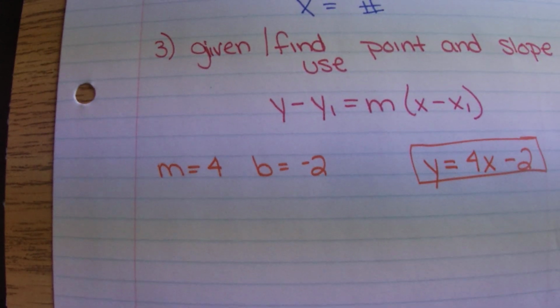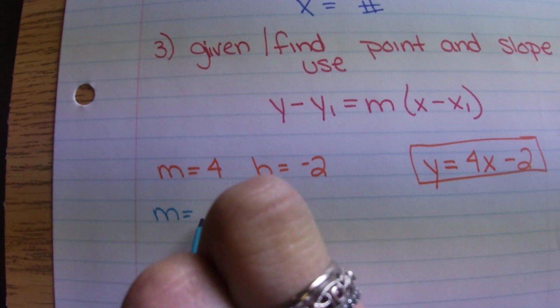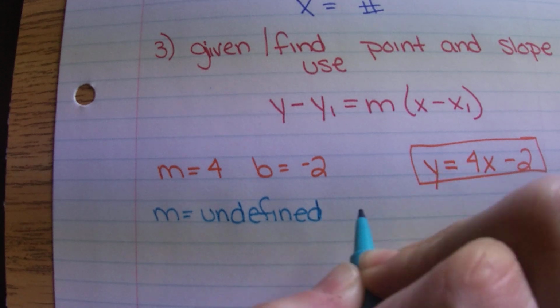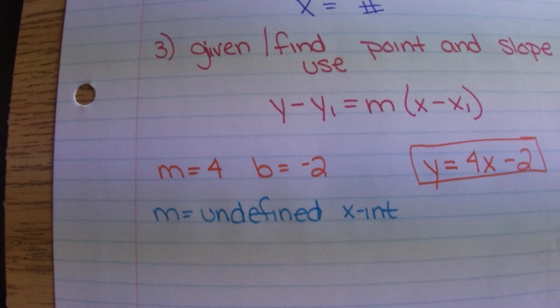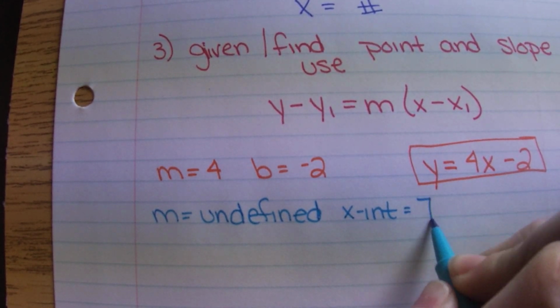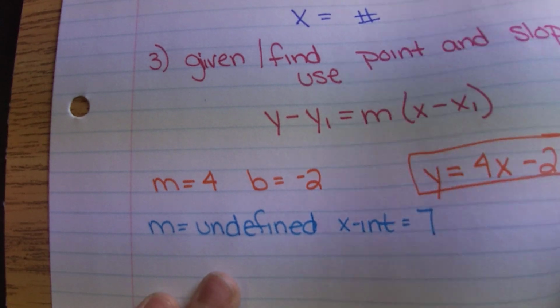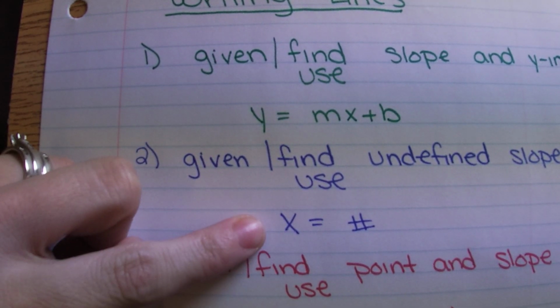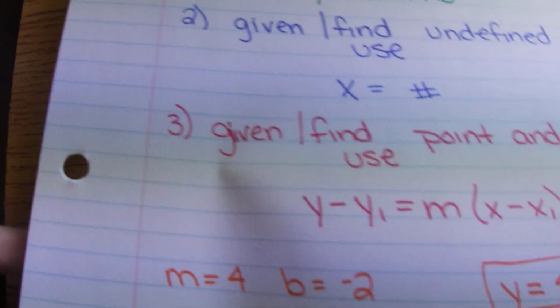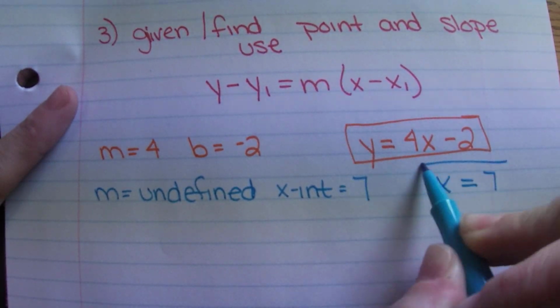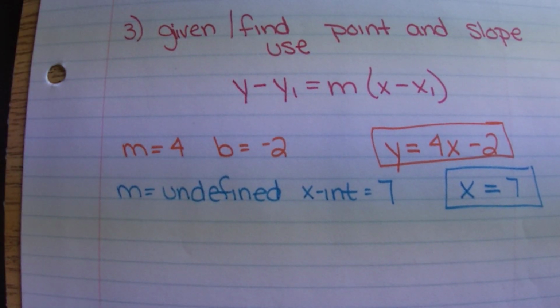Maybe we are in a situation that would say m equals undefined, and our x-intercept is 7. That could also be given to us as a point, so maybe we have like 7, -2, whatever. Okay, as soon as we know that m is undefined, that tells us we want to go to x equals. So we would put down x equals, and then x will equal whatever value we have for the x value, and so this equation would be x equals 7.